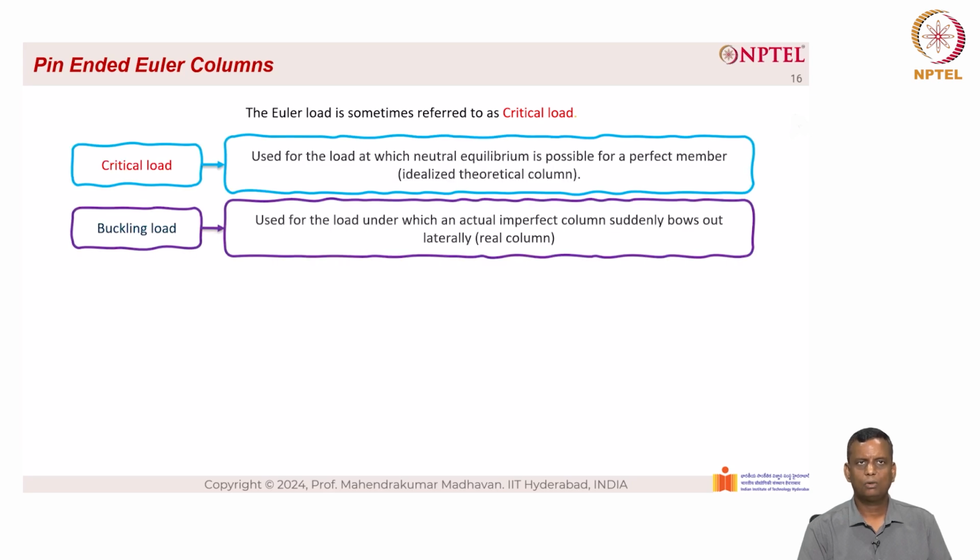So what is a critical load? It is the load at which the neutral equilibrium is possible for a perfect member, that is, an idealized theoretical column. But this is not the load that will be present in IS 800. This is not the equation that will be present in IS 800, because in IS 800, we talk about buckling load. So now what is buckling load? Buckling load is the load under which an actual imperfect column suddenly bows out laterally, which is the real column. Thus, the Euler load obtained here can be referred to as the critical load of the column, which is P critical equal to pi square EI by L square.